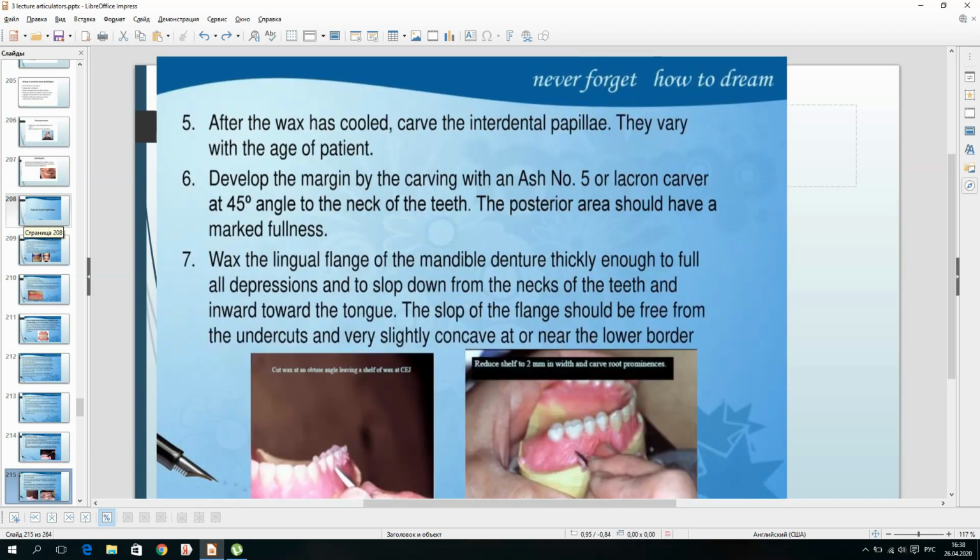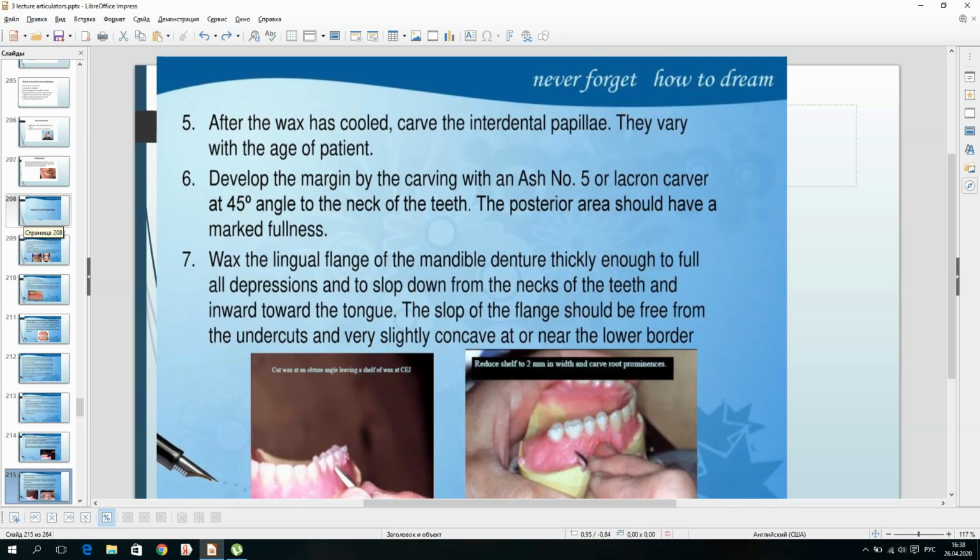After the wax has cooled, carve the interdental papilla. They vary with the age of the patient. Develop the margin by carving with an edge No. 5 or Lacron carver at a 45 degree angle to the neck of the teeth. The posterior area should have a marked fullness.